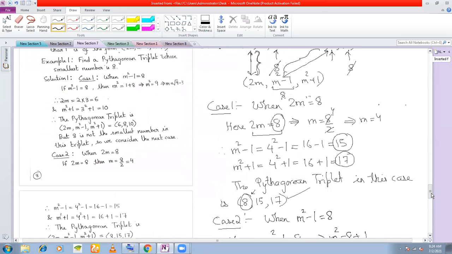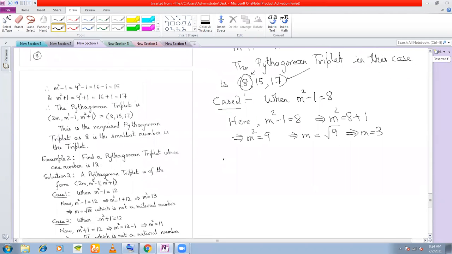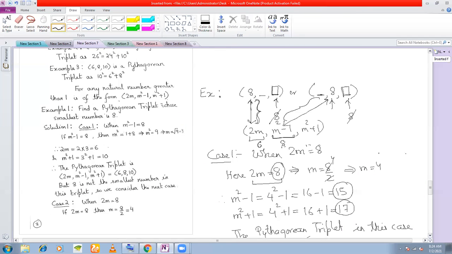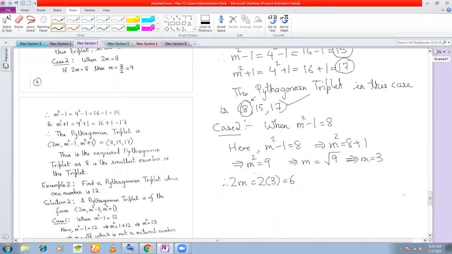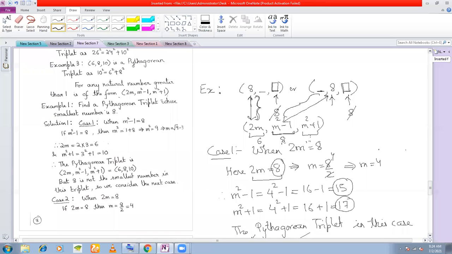So once you have got the value of m, that is by taking m square minus 1 is equal to 8, what should be 2m? Therefore 2m is equal to 2 into 3, which is equal to 6. So this number we are getting as 6. Now what is this number? m square plus 1, which is 3 square plus 1, equal to 9 plus 1, which is equal to 10. Right? So you're getting this number as 10.